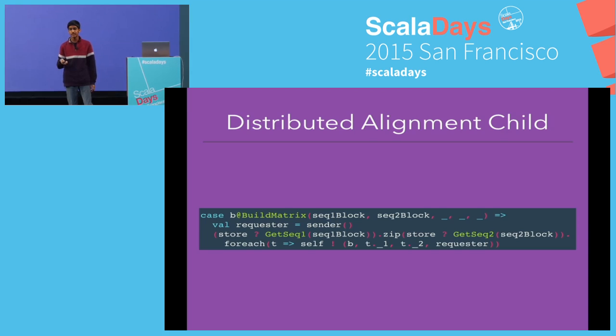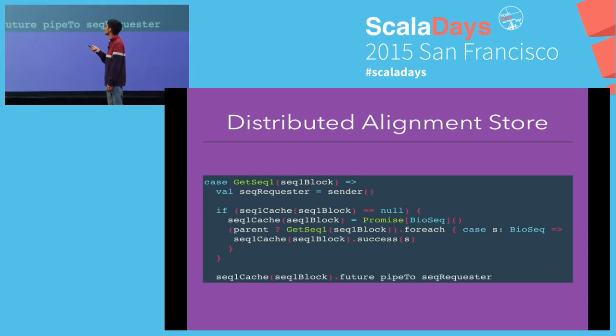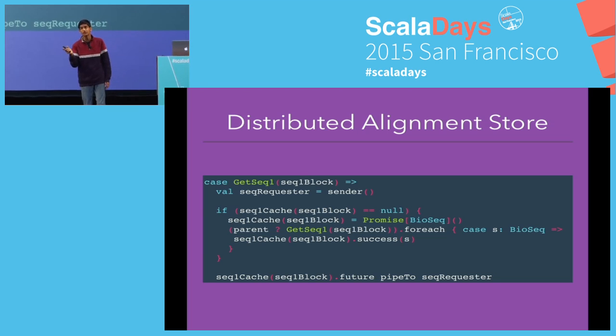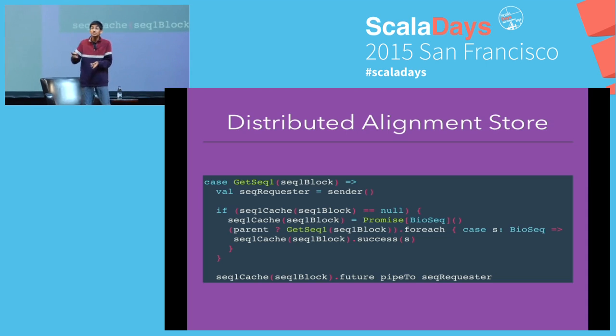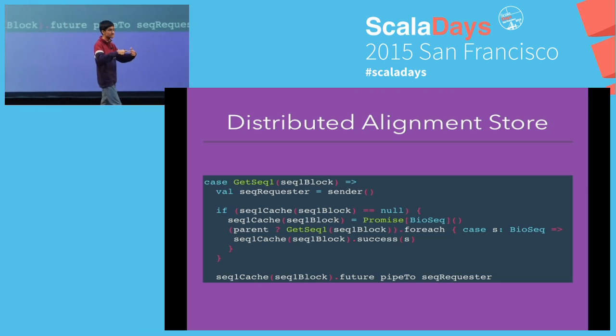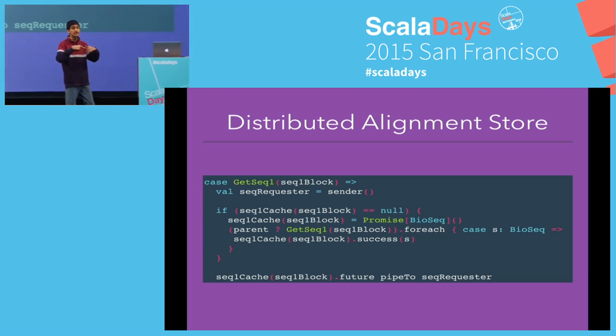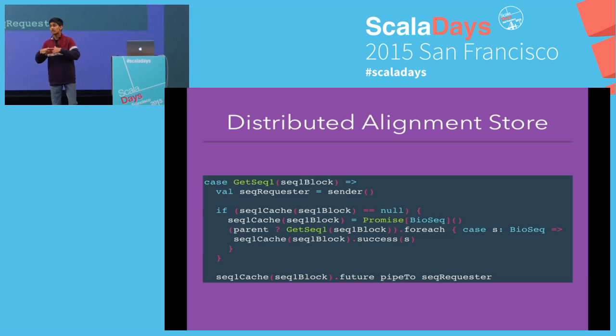Now in store, to handle these get sequence commands, I first, again, just like in the child, store my requester since I'll be handling it within a future. I check if my cache doesn't yet have a promise in store. So the way I'm handling this cache is I have an array of promises. Now the reason I'm doing promises instead of just storing the sequences is if we have two requests to the same section right next to each other, we don't want to make a request and then make a request again if we don't have a sequence in our cache.